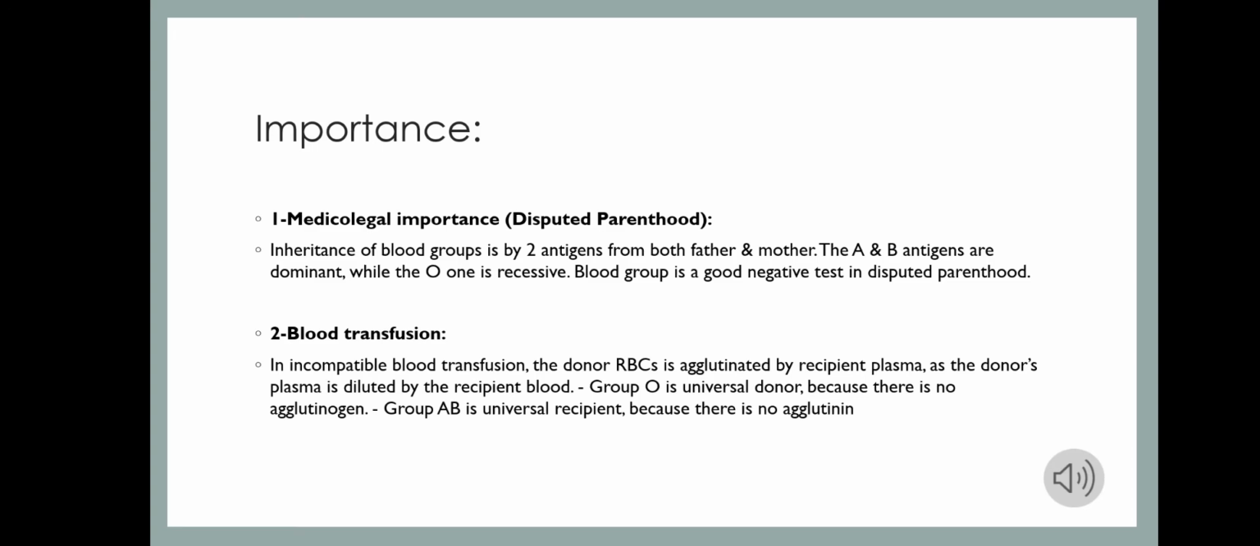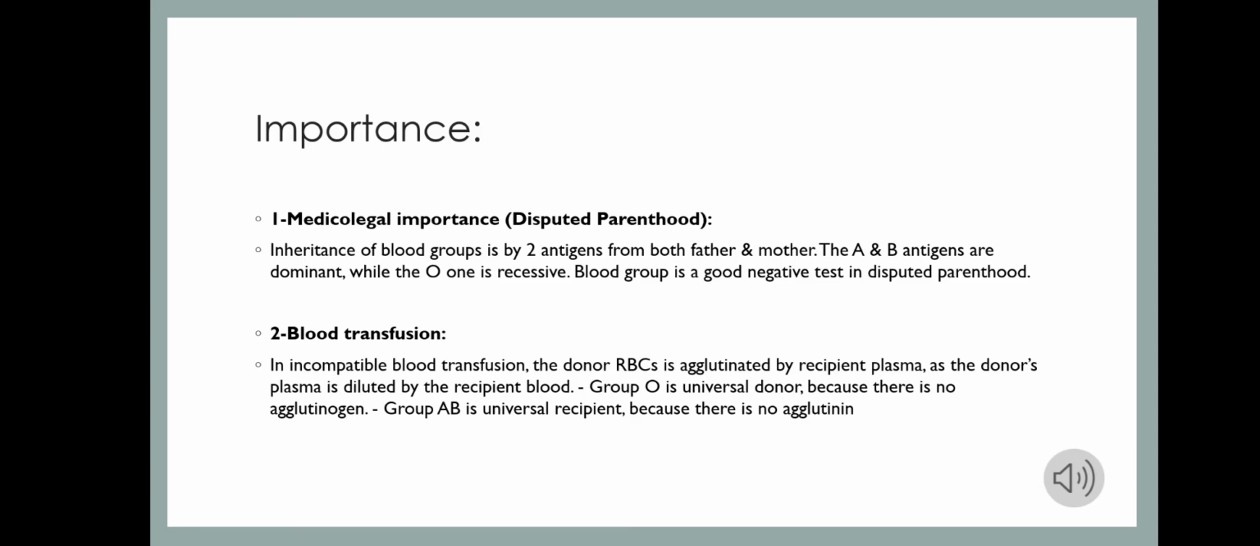تاني حاجه important عندنا هو البلاد ترانسفيوجن. بنقول ان في الانكومباتبل بلاد ترانسفيوجن الدونر RBCs is agglutinated by a recipient plasma as the donor's plasma is diluted by a recipient blood. بنقول ان الجروب O هو اليونيفرسال دونر because there is no agglutinogen، يعني هو ما عندوش اي انتيجين وبالتالي يقدر يدي لاي حد وما فيش مشكله.